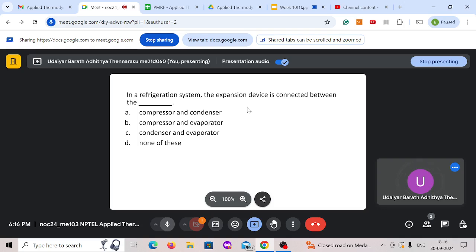So next is, in a refrigeration system, the expansion device is connected between the dash: A, compressor and condenser, B, compressor and evaporator, C, condenser and evaporator, D, none of the above. If we see the cycle, first you have the compressor, then the condenser, then the expansion valve, and then the evaporator. So it is connected between the condenser and evaporator. So the answer is option C, condenser and evaporator.